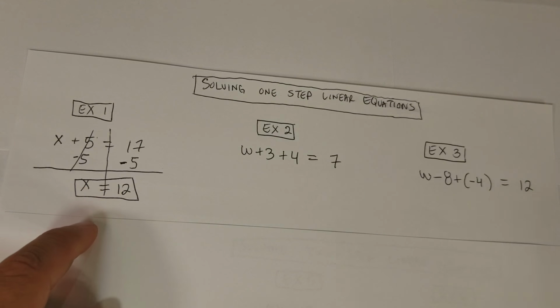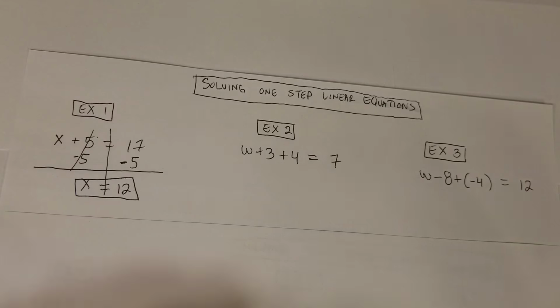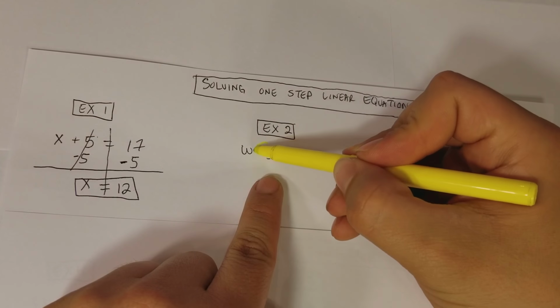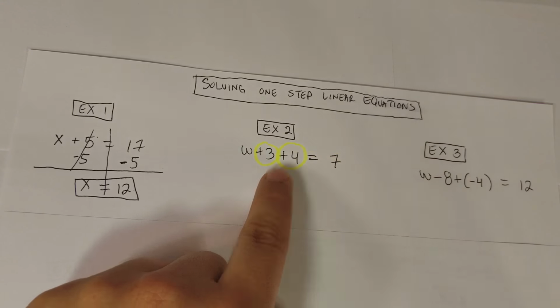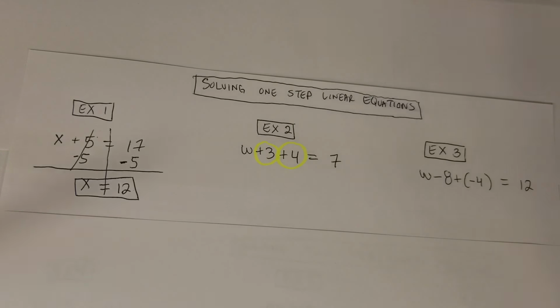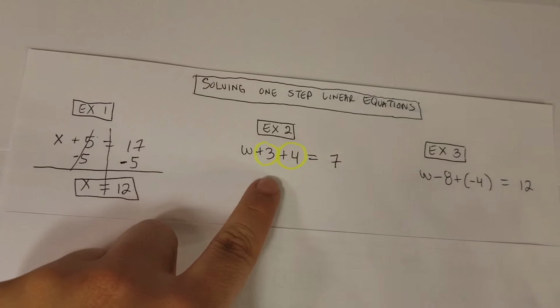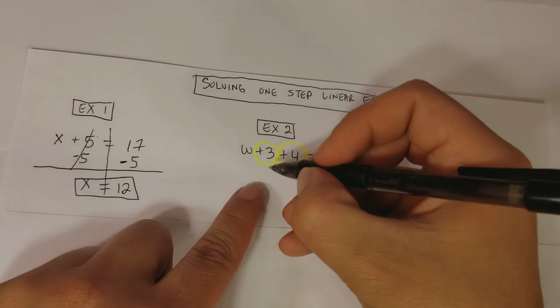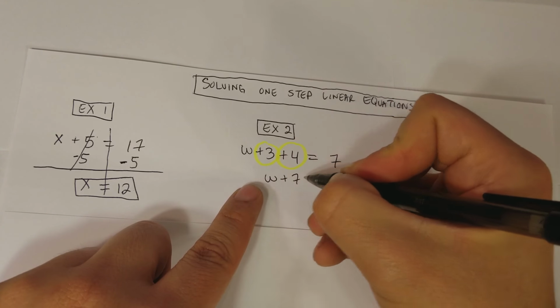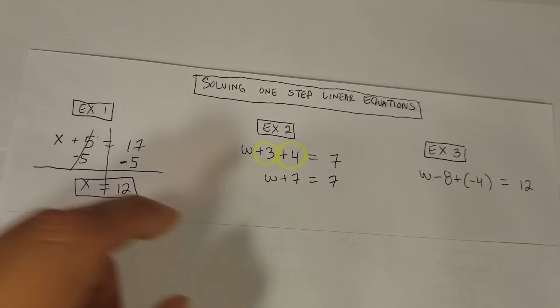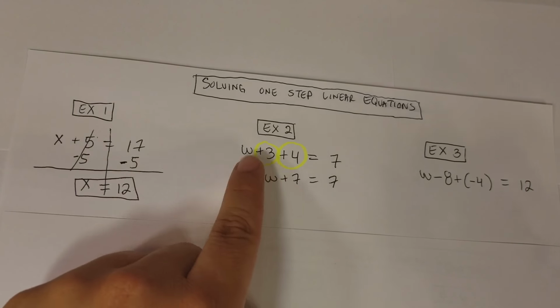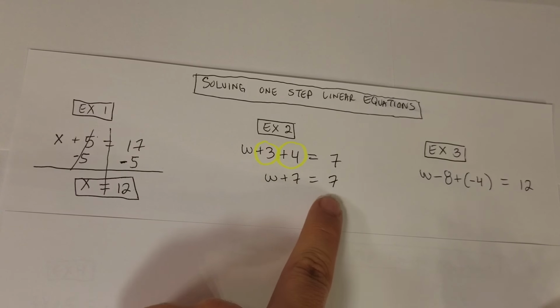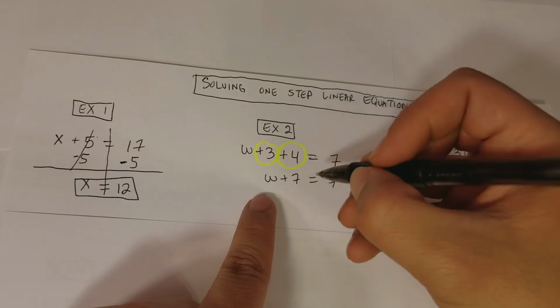Okay, so let's try to do the same exact thing for the other problems. Example number 2. Wait a minute, they're trying to trick me. These are actually like terms. Stop moving. Don't try to move stuff around first. Try to see if you can make it a little bit more simple, and then you can start moving stuff around. So this is actually the same thing as saying w plus 7 is equal to 7, which looks a little bit more simple than it was originally. So w plus 7 equals 7, after we combine like terms.